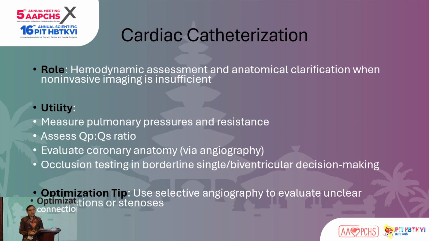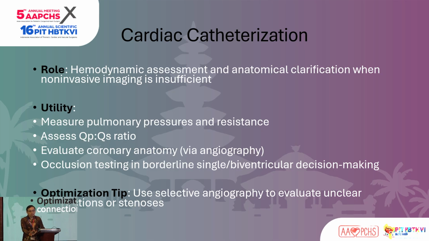So cardiac catheterization is the last thing. It allows hemodynamic assessment, anatomical clarification as well. Mainly allows us to measure the pulmonary pressure as well as the resistance, the Qp:Qs. And the last thing that is actually pretty good for cardiac catheterization is an occlusion test.